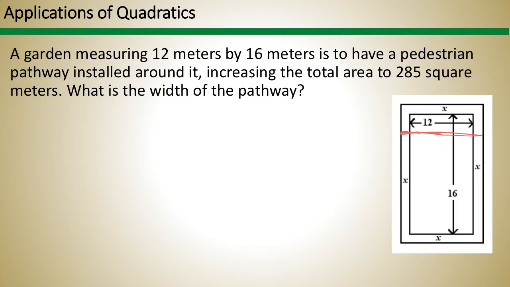there's an x on each side, so our width is actually 12 plus 2x, because there's an x on each side. All right, our length is going to go this way, and if we include those two x's, our length is actually 16 plus 2x. Okay, and I'm actually going to write that. I'm going to reverse those and make it 2x plus 12 and 2x plus 16.